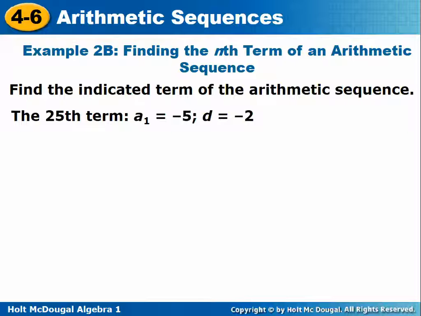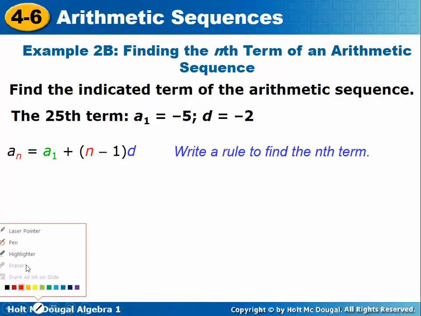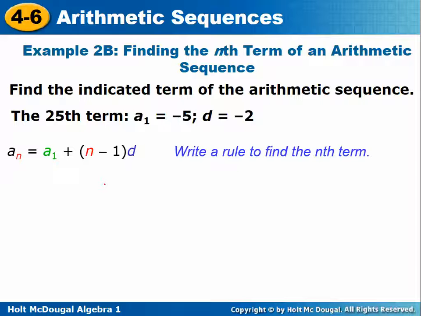All right, let's try another one. In this one, we're looking for the 25th term. So our n is equal to 25 this time. Our first term of our sequence is given to us as -5, and our common difference is -2.